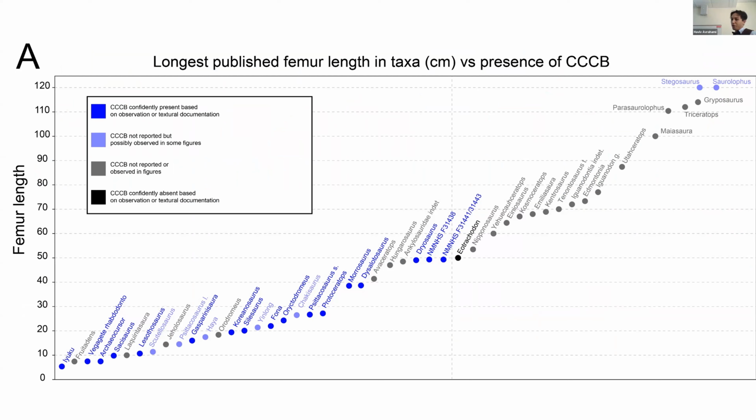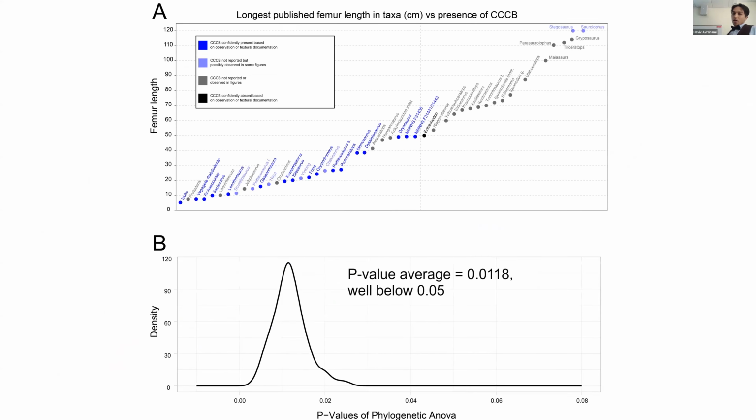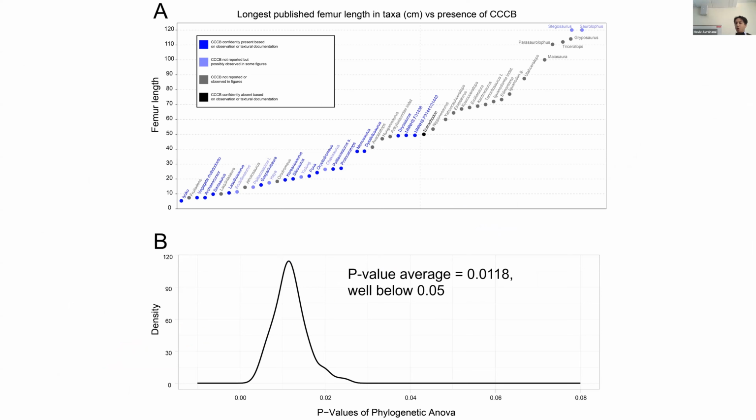But in order to evaluate the confidence of this relationship, I ran something called a phylogenetic ANOVA, which allows one to test the statistical confidence between a discrete variable, in this case, the presence or absence of CCCB, and a continuous variable, in this case, femur length, while also considering the potential influence or biases that are imparted by evolutionary relationships, which is the phylogenetic part of the ANOVA. And from this, I was able to recover p-values well below the 0.05 threshold, suggesting that even when accounting for phylogeny, there is strong statistical support for the relationship between body size and the presence or absence of CCCB.